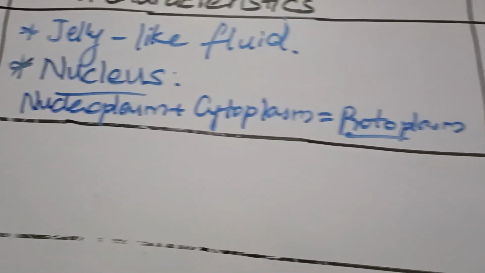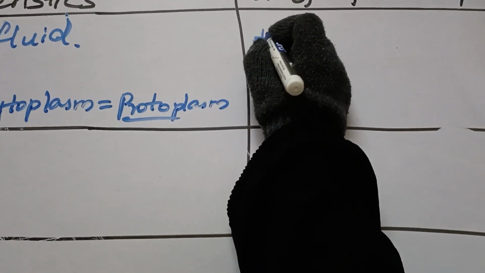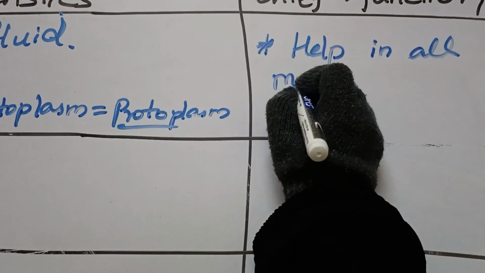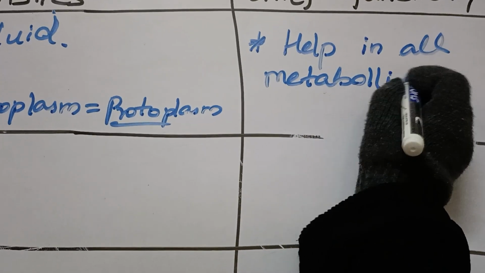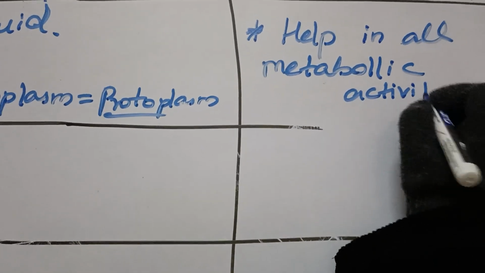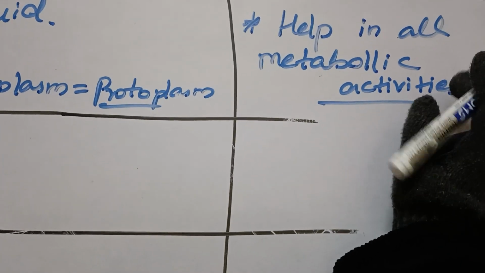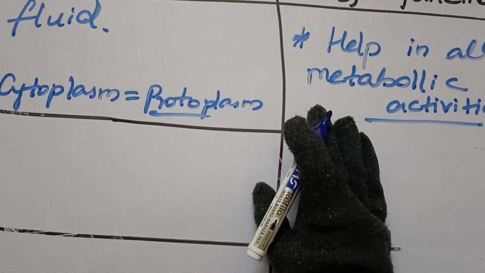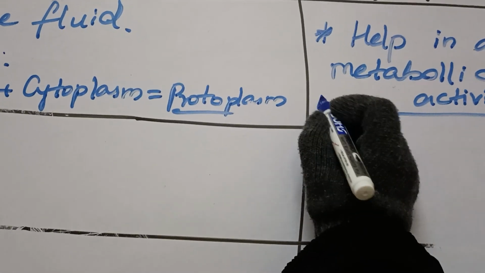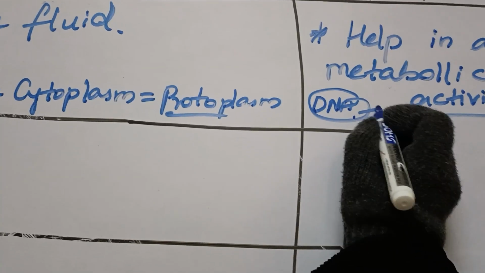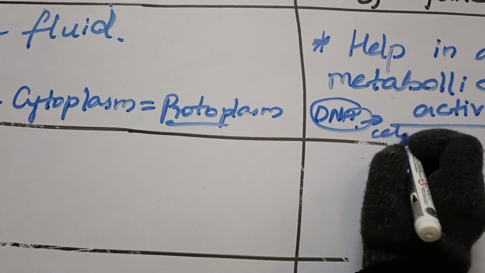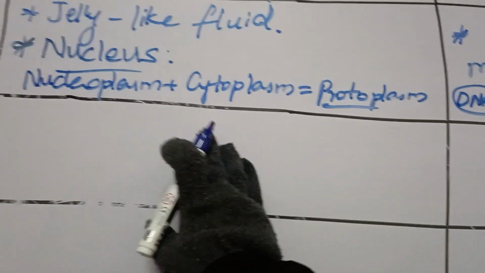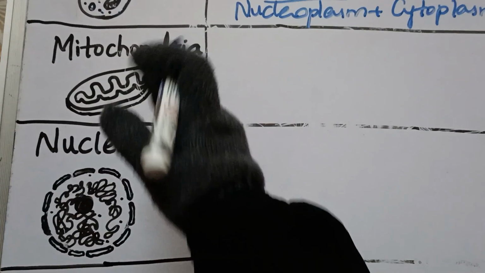So if we talk about cytoplasm, what is the chief function of it? The major function is it is going to help in all metabolic activities. Like all the metabolic activities take place in cytoplasm. Like what are the metabolic activities? These include cellular respiration, and then throwing out waste, excretion, and even DNA replication. So DNA replication is nothing but DNA is going to make a copy of itself. This happens during cell division. So these important activities are going to take place only in cytoplasm.